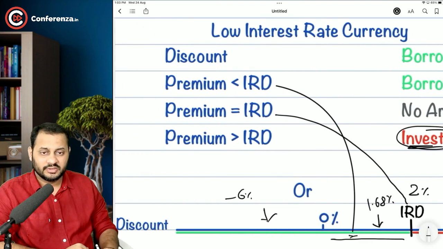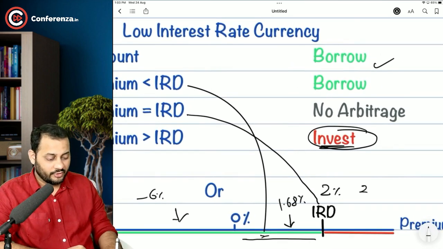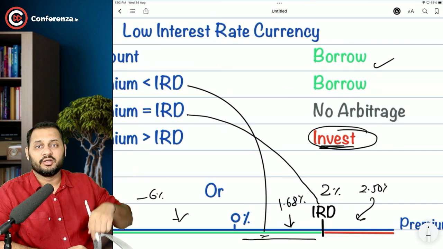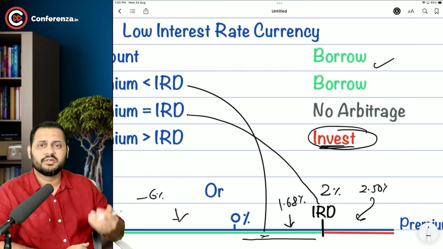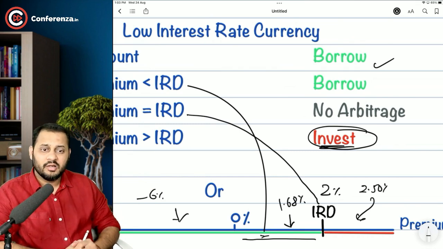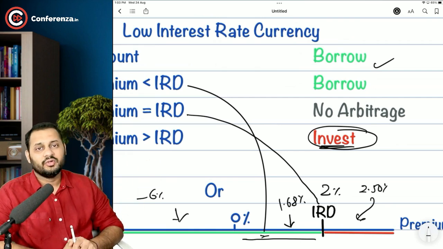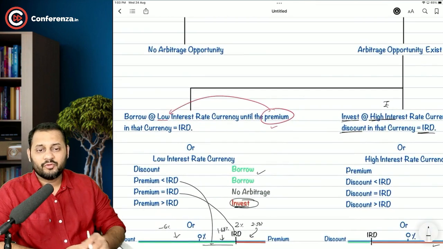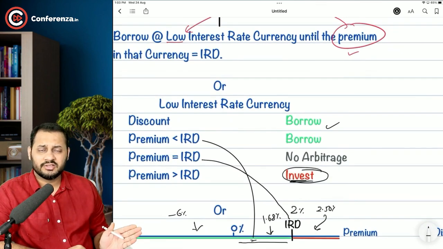So let's talk from this angle once again. Low interest rate currency. In this question, 1.68% is the premium, and that's why we are borrowing. If the premium would have been 2.5%, now we would have started investing in dollar. If it is 1.68%, we are borrowing at low interest rate currency. Whatever the rational person is expected to do at low interest rate currency. But if the premium is more than the interest rate differential, you will have to do exactly opposite at that currency. Invest in dollar in that case. So you will have to practice this a lot of time to understand the logic. If you understand this logic now, this is very easy, sir.